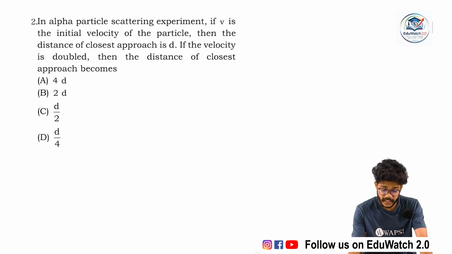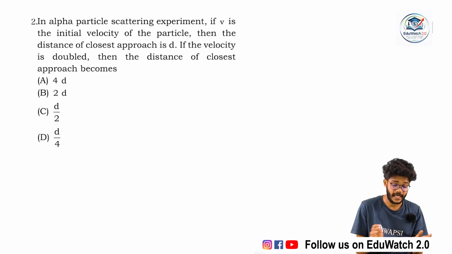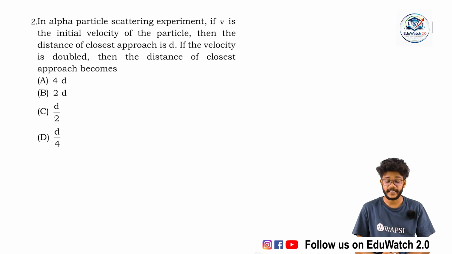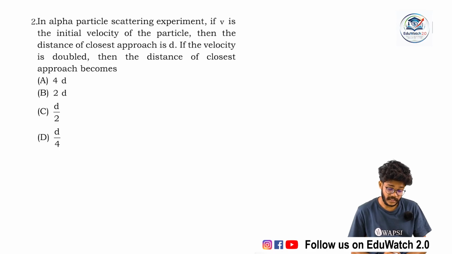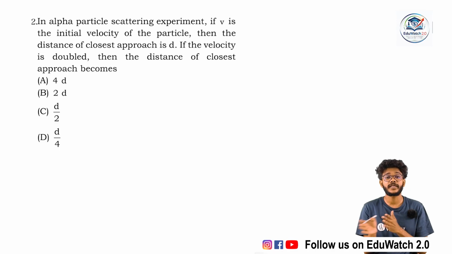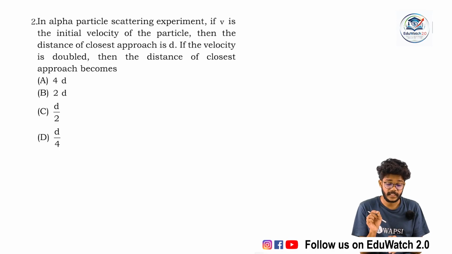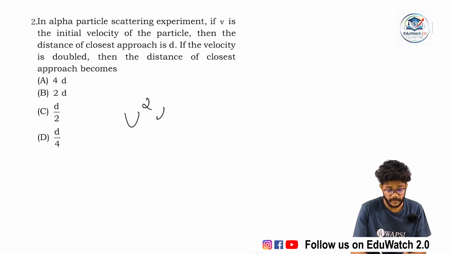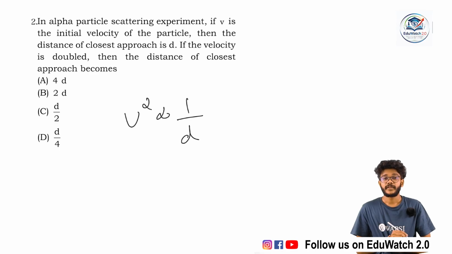In an alpha particle scattering experiment, if v is the initial velocity of the particle, then the distance of closest approach is d. If the velocity is doubled, then what does the distance of closest approach become? So we want to relate the velocity with the distance of closest approach. V square is proportional to the inverse of the distance of closest approach.